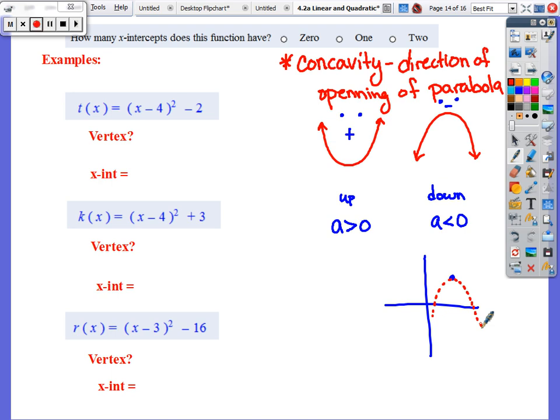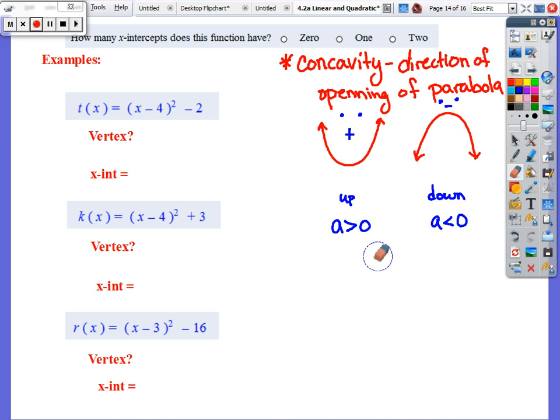0, 1, or 2? Well, that would be an example of the 0 and 2. Let's show you an example of a 1. Let me get a new graph. If we had a graph where the vertex is on the x-axis, whether it's concave up or concave down, you're only going to get one x-intercept, or one solution, one root, because that's the only time it touches the x-axis. That's a possibility as well, but concavity will help you determine that.